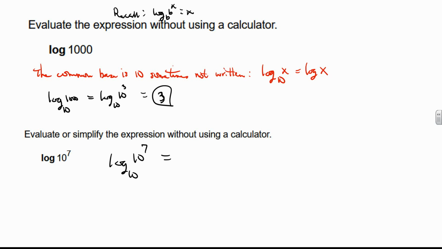So log base 10 of 10 to the 7 is equal to what? 10 million? No, it's equal to 7. It's the same as the problem right above. Again, that's the property: log base b of b to the x is equal to x. Here, the b is 10. Log base 10 of 10 to the 7 is going to be 7.